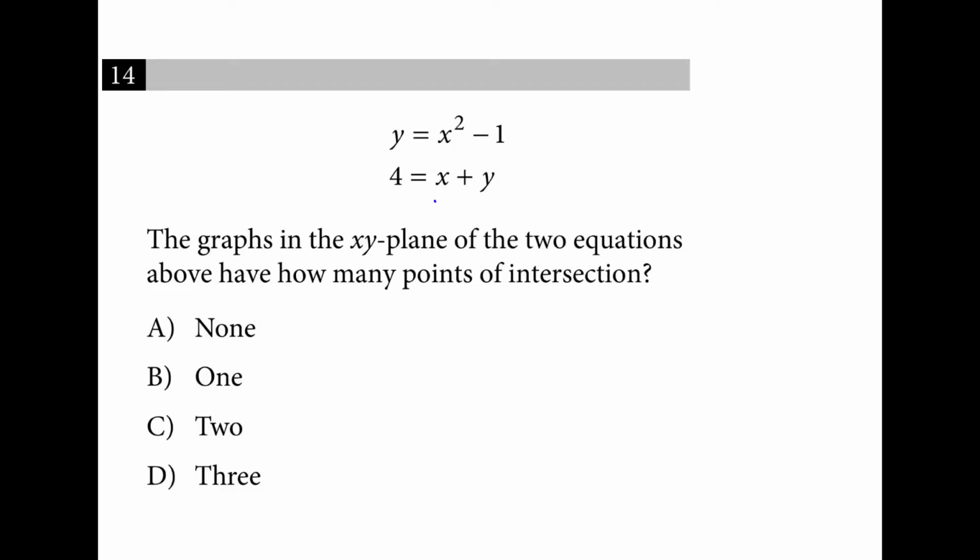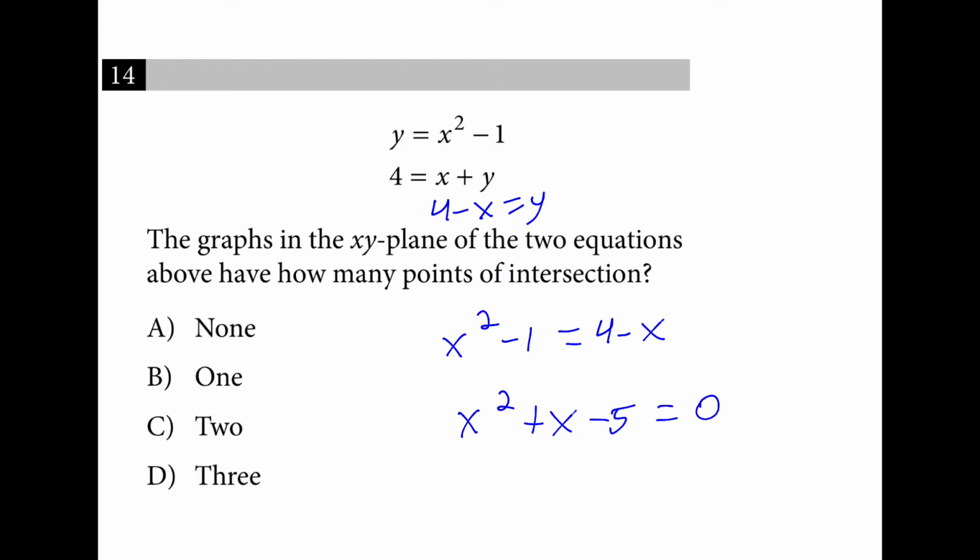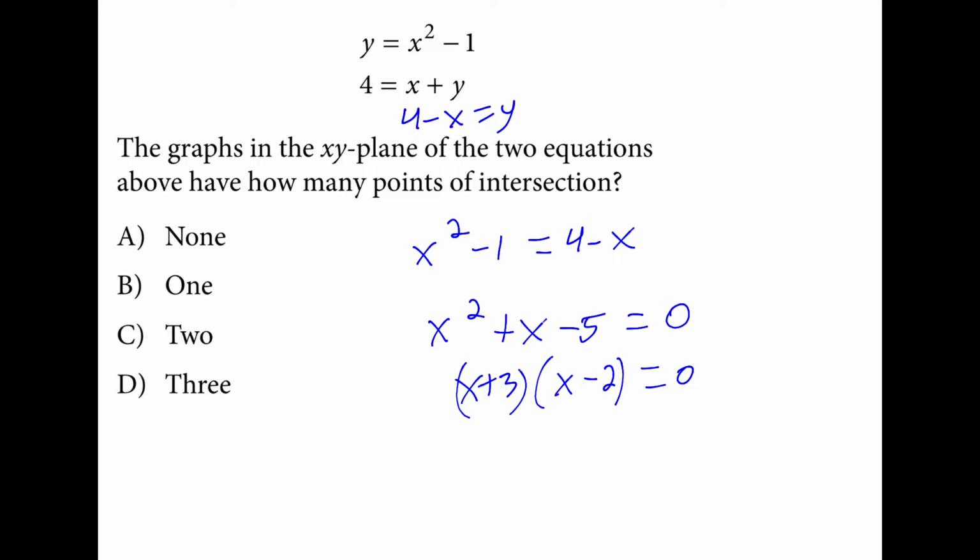If I take this second equation, 4 minus x is equal to y, I can say that x squared minus 1 is equal to 4 minus x. So x squared plus x minus 5 is equal to 0. So x plus 3 and x minus 2 is equal to 0. There's two different answers here after you factor it, so that's why the answer is C.